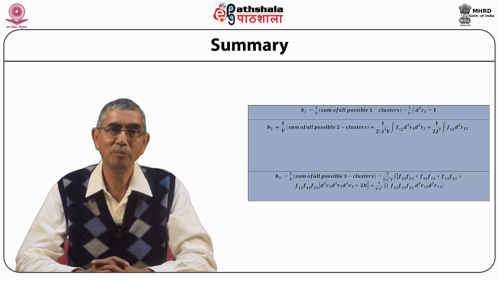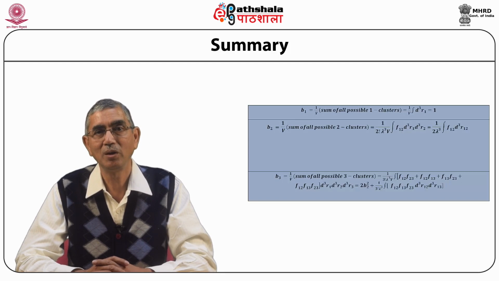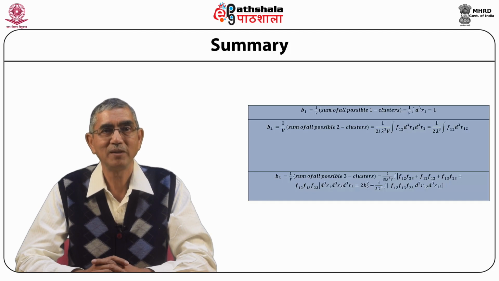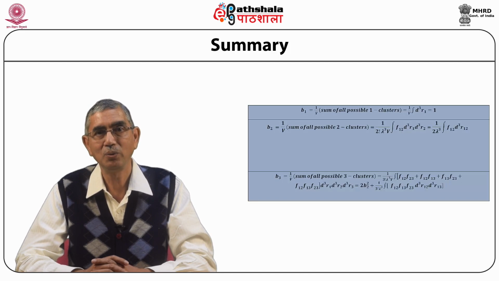B3 is equal to 1 upon V sum of all possible 3 clusters, which is equal to 1 upon 3 factorial lambda cube times V integral of f12 f23 plus f12 f13 plus f13 f23 plus f12 f13 f23 integrated over R1 R2 R3, which is equal to 2 b2 square plus 1 upon 3 factorial lambda cube integral over f12 f13 f23 d³R12 d³R13.